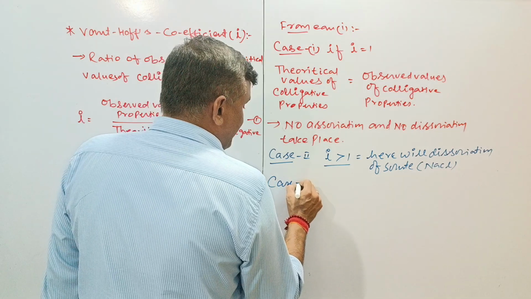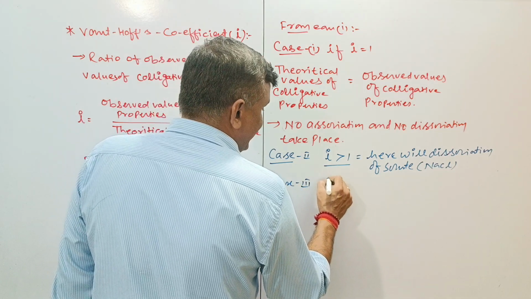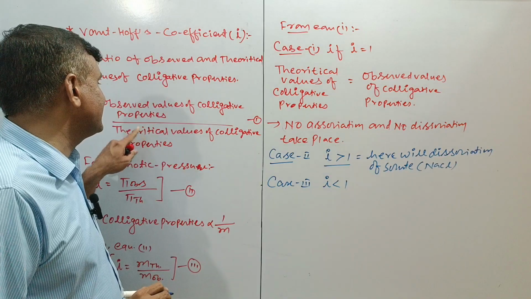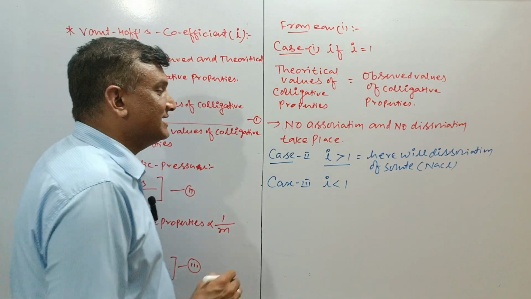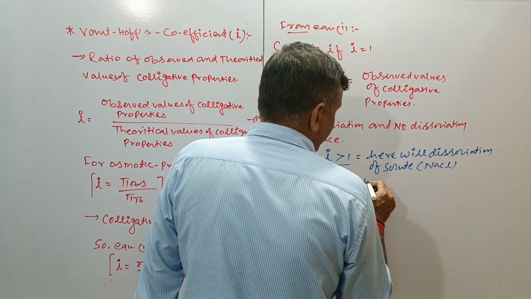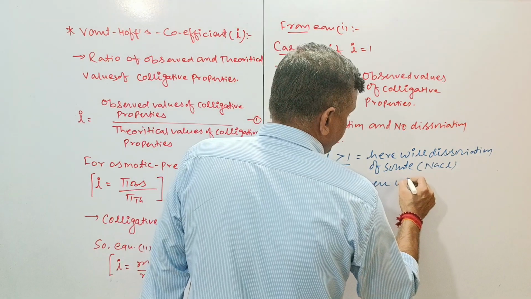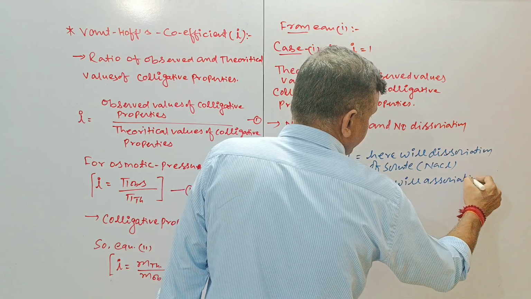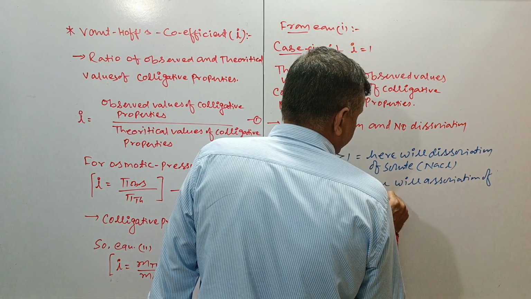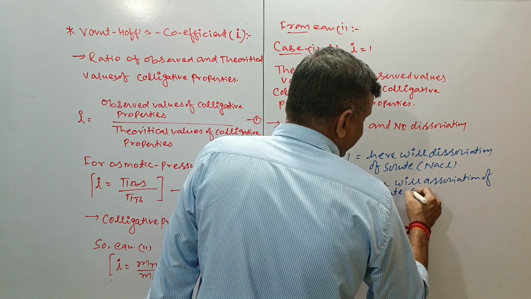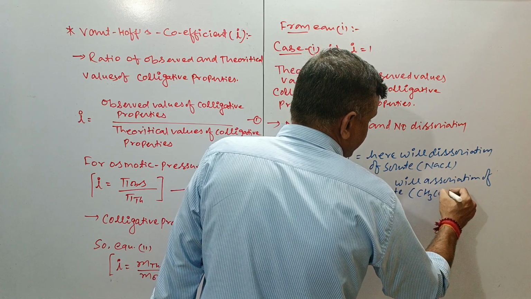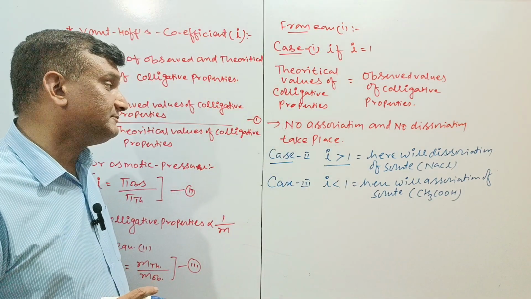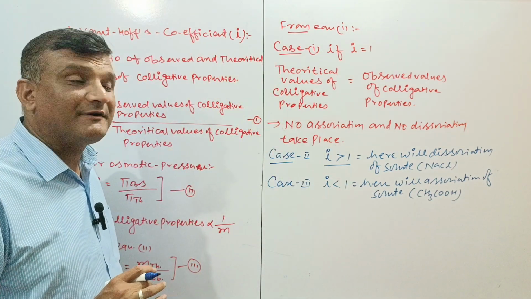केस थर्ड आपके पास में आता है, that is your i is less than 1. In that case this is larger than this. So we can say that here there will be association of solute, and the case will be for the ethanoic acid, जो कि हम डिस्कस कर चुके हैं एसोसिएशन के लिए. ये था आपके पास में वेंट हॉफ कोफिशिएंट.